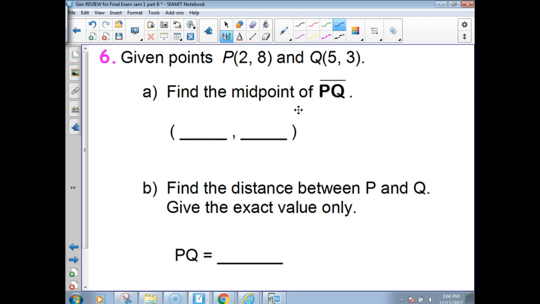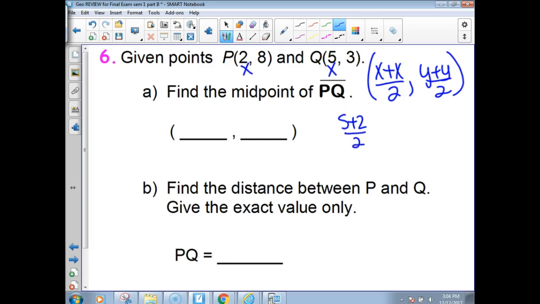This formula is the first one on your note sheet. The formula is x plus x divided by 2, y plus y divided by 2. You need to add the x's, which are the first numbers, 5 plus 2. Don't forget to add before you divide by 2. So either your answer is 7/2 for that part or 3.5. I don't care which one. Probably going to be 3.5 though if it's multiple choice.